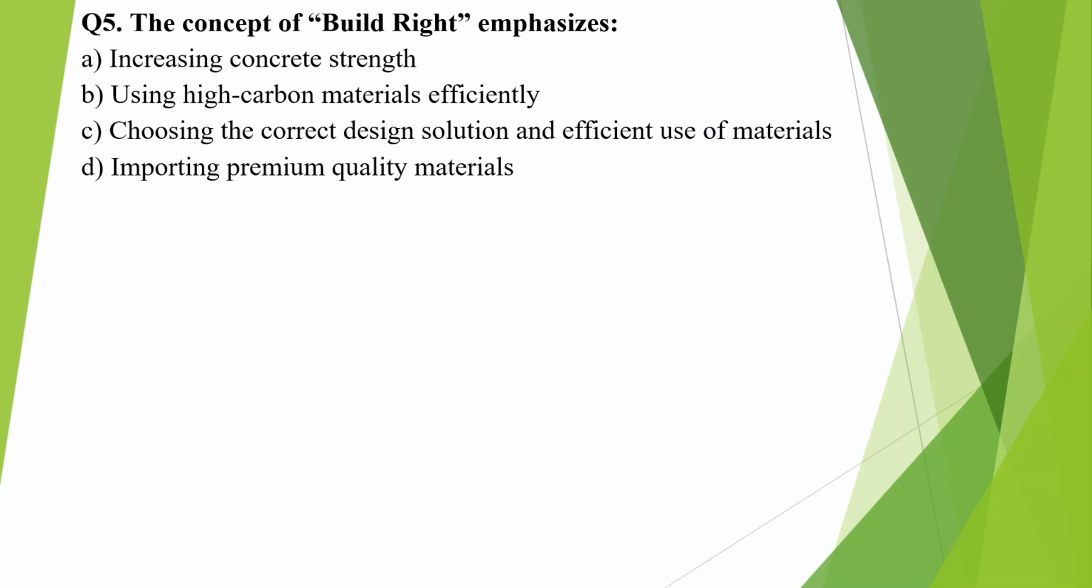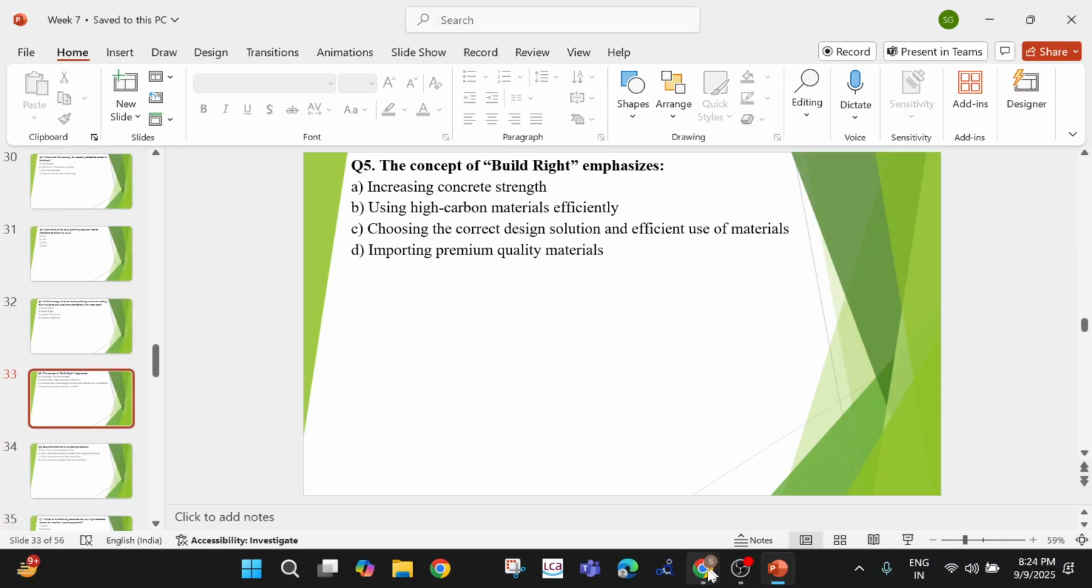Here is the fifth question in front of you all. The concept of build right. Let's see how many of you have understood the concept of build right. Build right means increasing concrete strength, or using high carbon material efficiently, or choosing the correct design solutions and efficient use of materials, or importing premium quality materials. What do you think is the correct answer for this particular question? Question number 5.